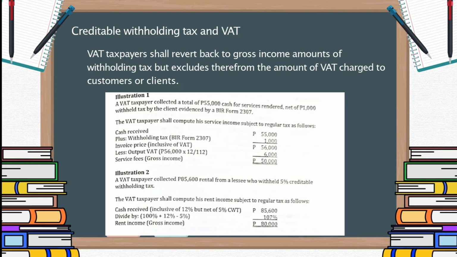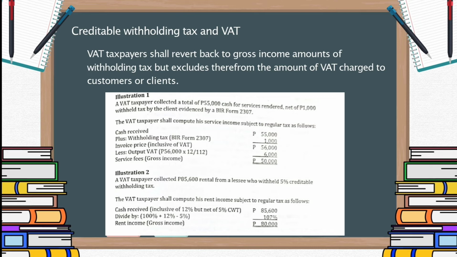Cash received, 55,000, plus withholding tax, BIR Form 2307, 1,000. Invoice price inclusive of VAT, 56,000, less output VAT, 56,000 times 12 divided by 112, 6,000. Service fee, gross income, 50,000.